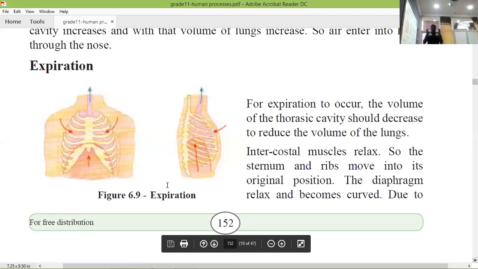Okay? When the intercostal and diaphragm muscles relax, the rib cage and the sternum move backwards, or they come to their original position. You can clearly see in these two diagrams the arrowheads showing how the sternum and the rib cage come to their original positions. Then what happens to the diaphragm is, the diaphragm moves up and the curvature increases.